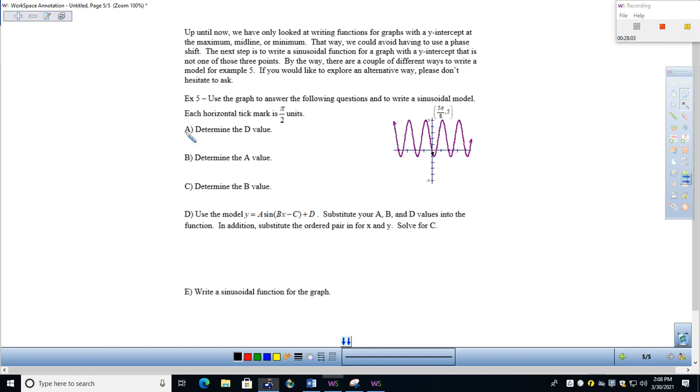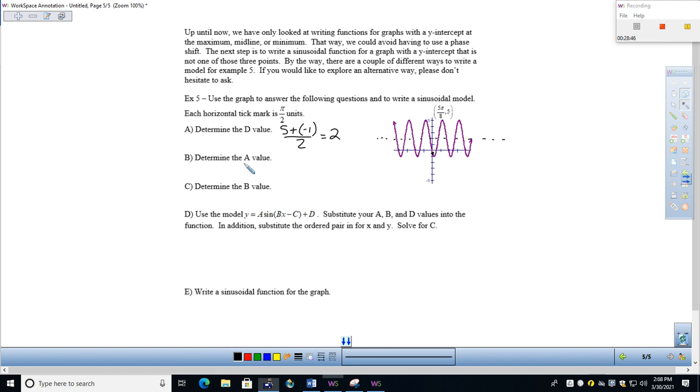So first things first, it says determine the d value, and the d value is going to come from our midline. I'm seeing it right here. My perception's not great, but I'm seeing that middle is right there, right in between the maximum of 5 and the minimum of -1. And again, if I forgot how to do that, that would be 5 plus -1 divided by 2, and it looks like 2. All right, d value is 2.